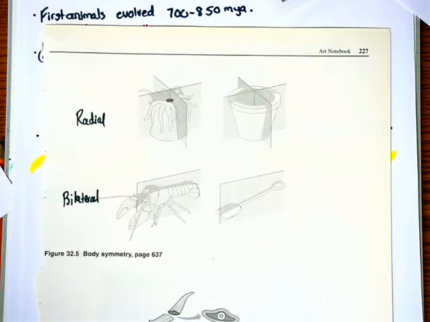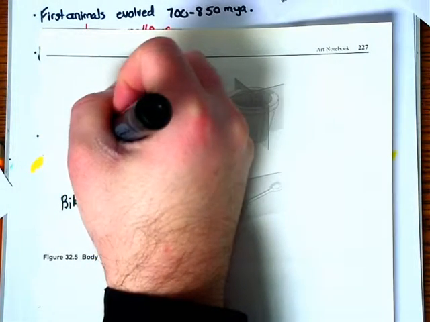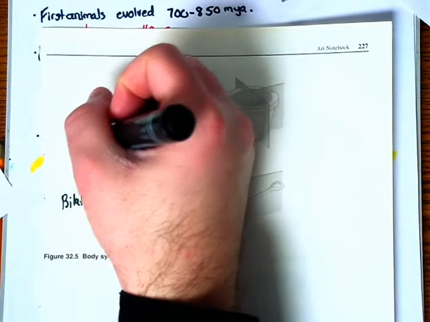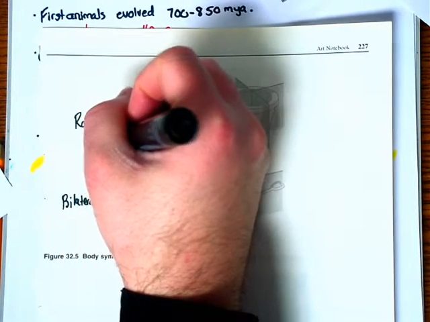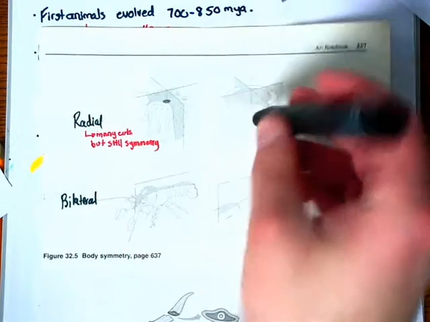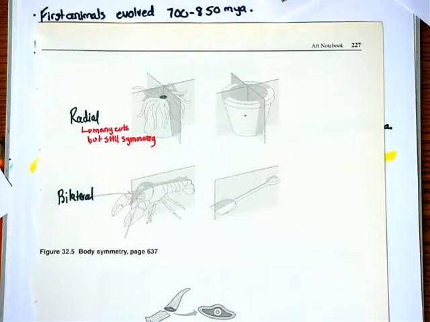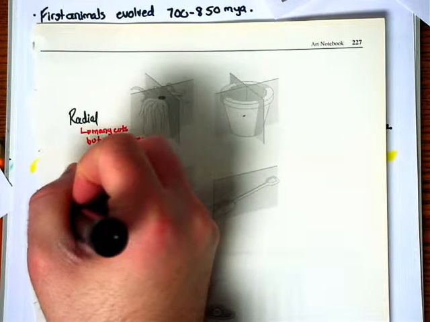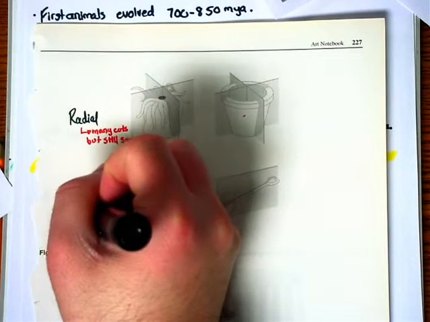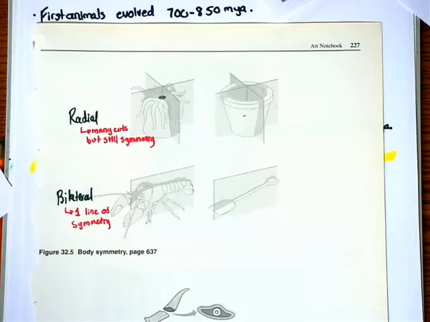Are you going to explain the differences? In radial symmetry, you can have many cuts, but there's still symmetry. Think of a pizza, or this little creature, which looks like a cnidarian. You could cut it any way you want and you're going to have symmetry on either side. As opposed to bilateral symmetry, in which case there is only one single line of symmetry. That's the difference there.